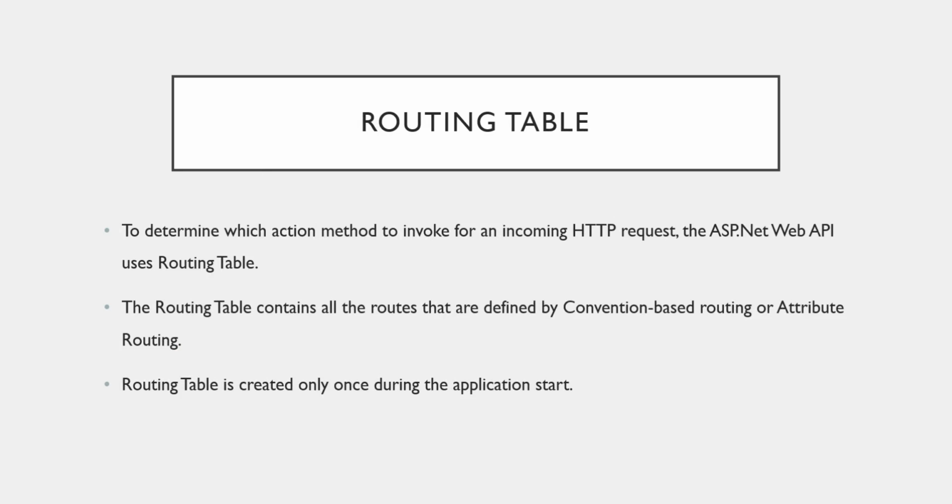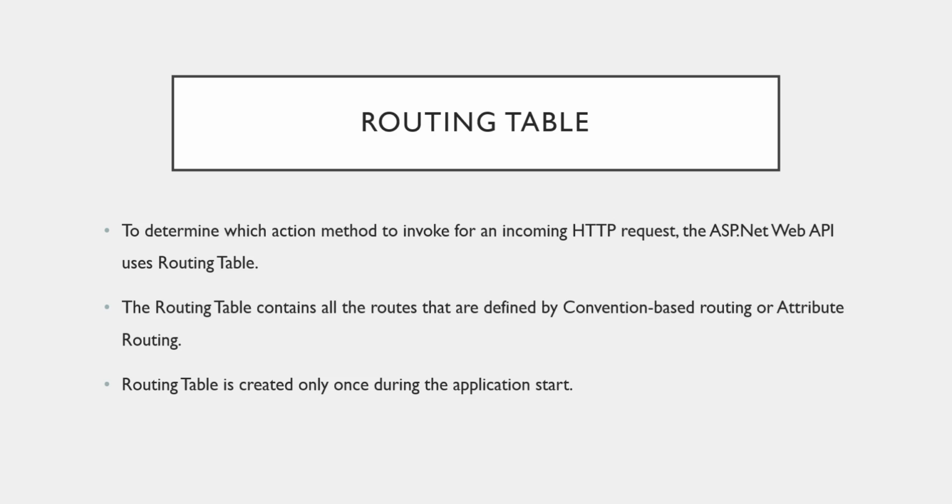To determine which controller's action method to invoke based on the incoming HTTP request, that is determined by this routing table. This routing table contains all the routes that are defined using either convention based routing or attribute routing. Whenever your application runs, the routing table gets created, and all the routes get stored in this table. Whenever any HTTP request is made, at that time this routing table will determine which action method to invoke. So the routing table has a very important role in routing.